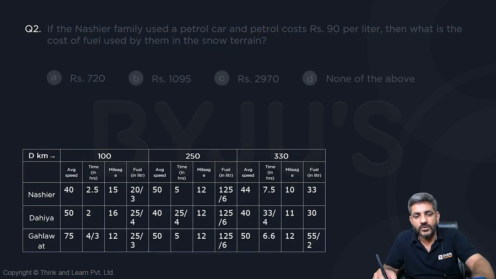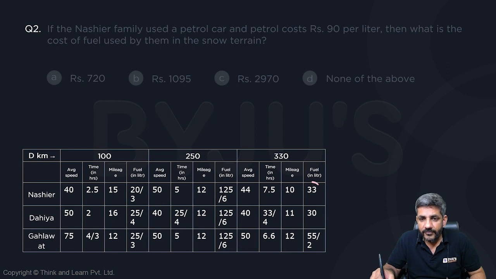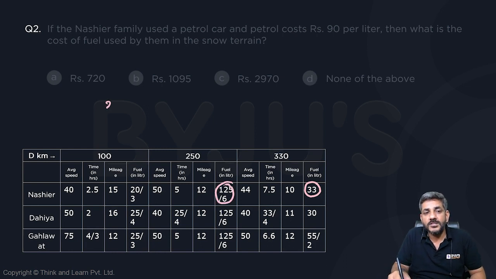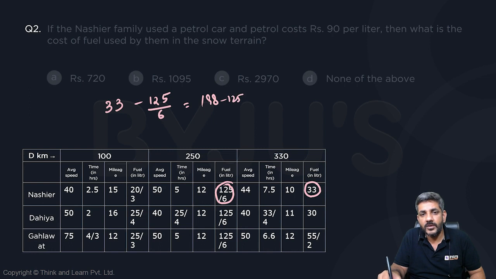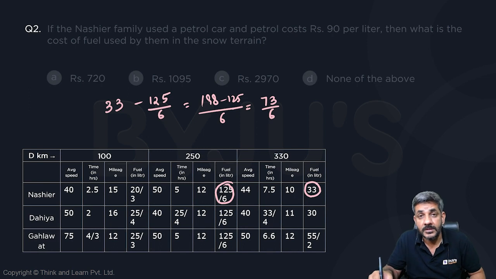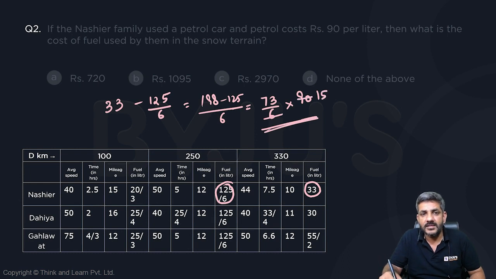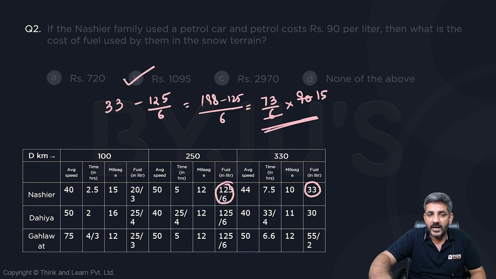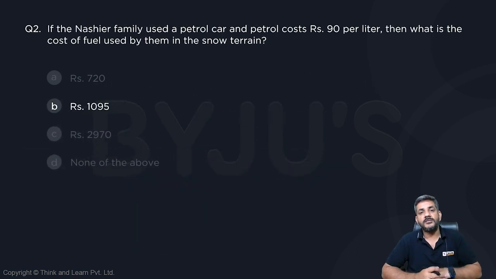So if I talk about the snow terrain now, the total quantity of fuel used by the Nesher family is 33, but fuel used in the first 250 kilometers is 125 by 6. So how much fuel did they use in that snow terrain? It is 33 minus 125 by 6, or 198 minus 125 divided by 6, or 73 by 6 liters of fuel. And fuel is 90 rupees per liter. So the total cost is 73 by 6 into 90. So it is 15 into 73, which gives me 1095. So the right answer for question number 2 is rupees 1095.